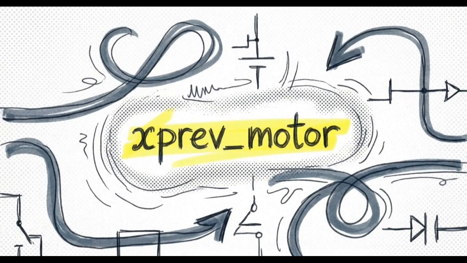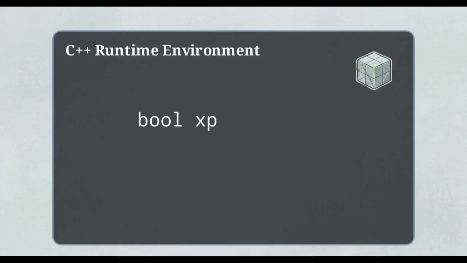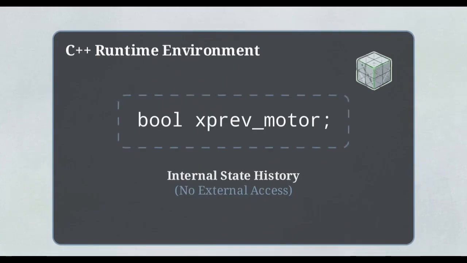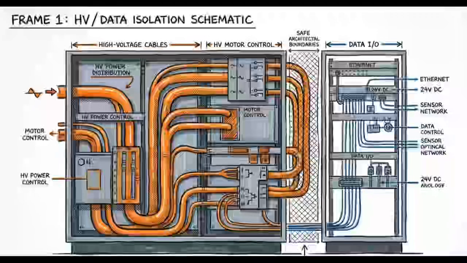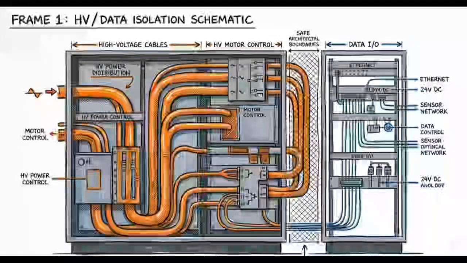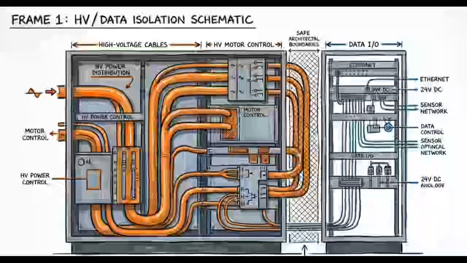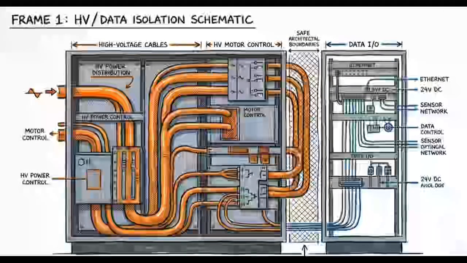Finally, we introduce a third variable to the header file, xprevMotor. Notice that xprevMotor does not use a port. It's an internal Boolean variable, strictly isolated within the C++ environment to track the motor's state history. By clearly defining these ports in the header file, engineers create a secure data bridge. This isolates complex analytics variables from critical operational machine cycles.